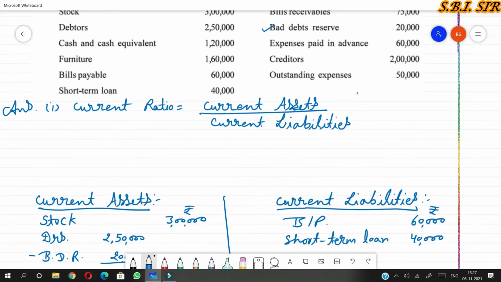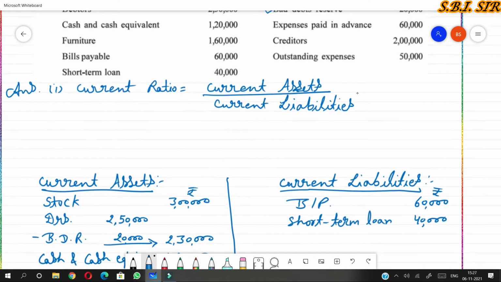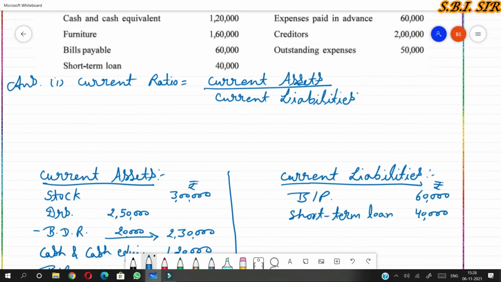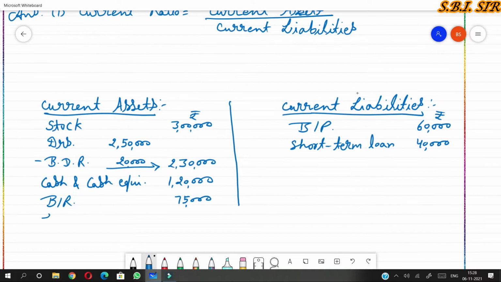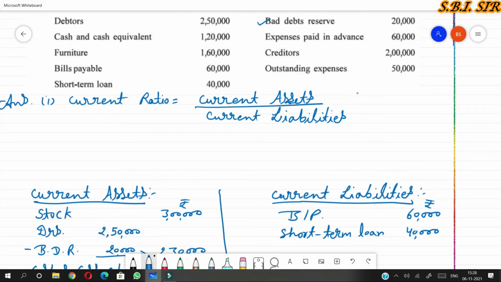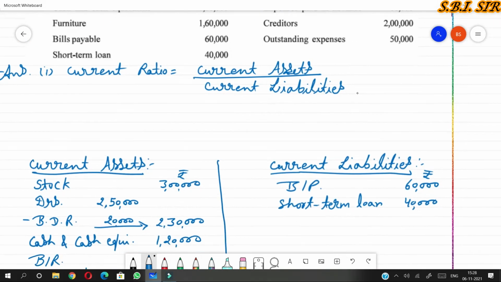Next, expense paid in advance 60,000. It is current assets, expenses paid in advance 60,000. Next, creditors 2 lakh, current liabilities, and outstanding expenses 50,000.